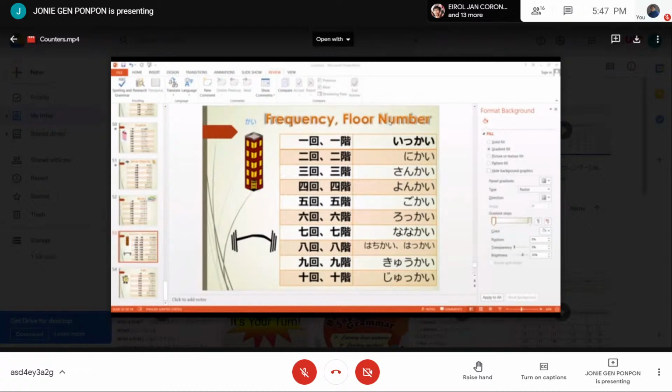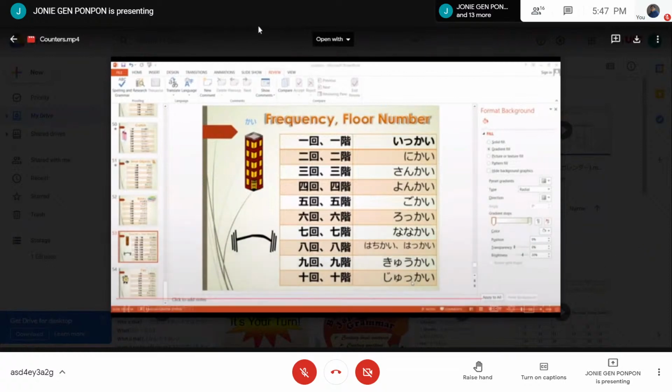So for 10 times or the 10th floor, that is jukkai. Okay? Watch the spelling. It's a double K, not jukai. Jukkai. And then going back to the 11th floor or 11 times, that will become juikkai.